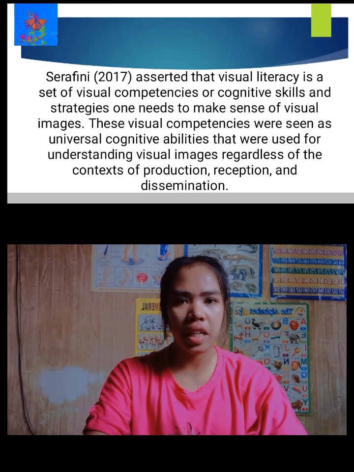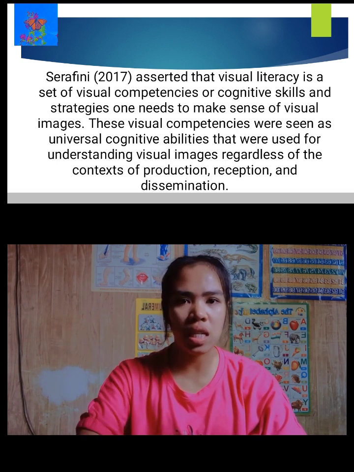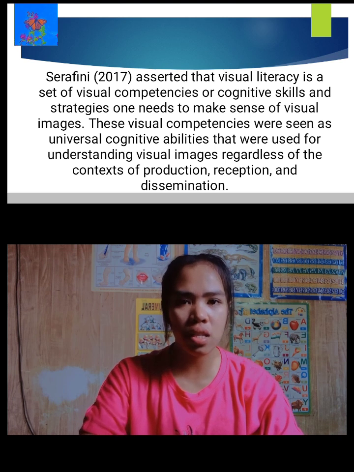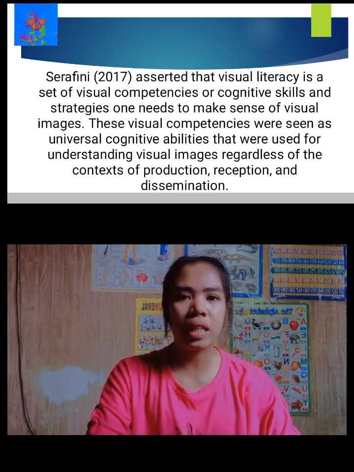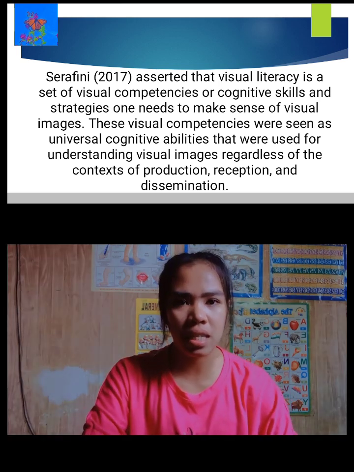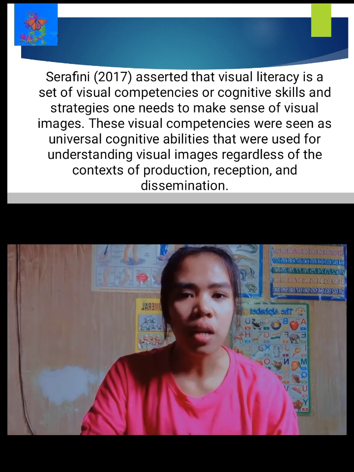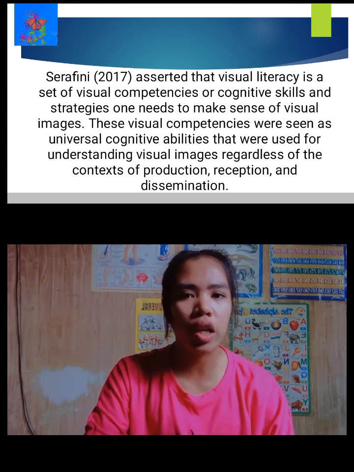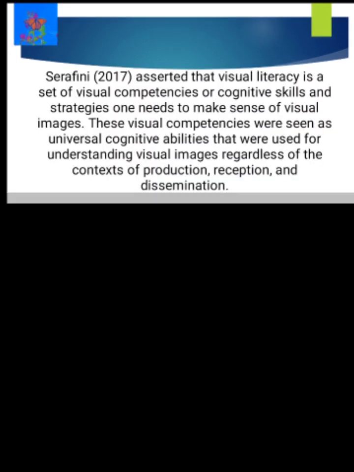of reading. According to Nakay Serafeni, he asserted that visual literacy is a set of visual competencies or cognitive skills and strategies one needs to make sense of visual images. These visual competencies were seen as universal cognitive abilities that were used for understanding visual images regardless of the context of production, reception, and dissemination.